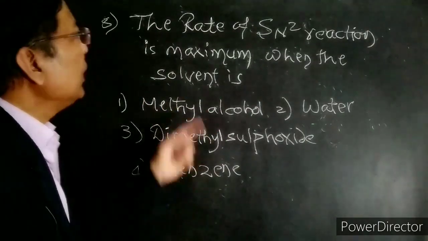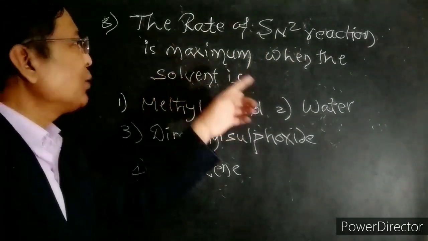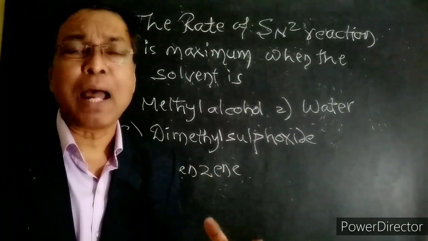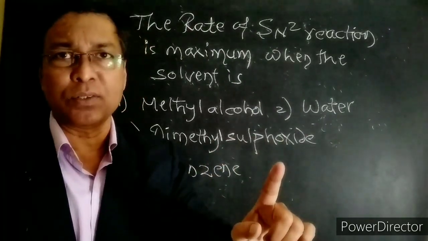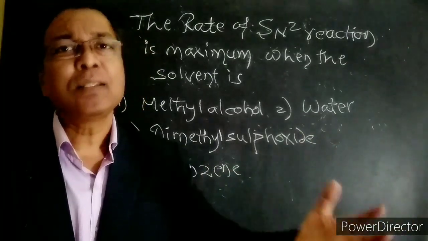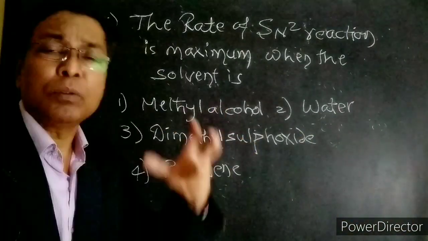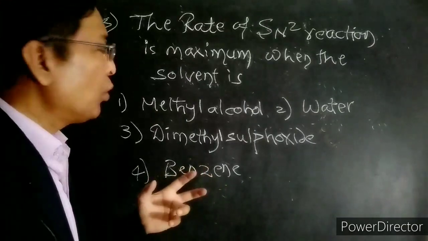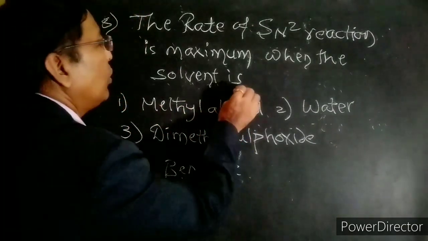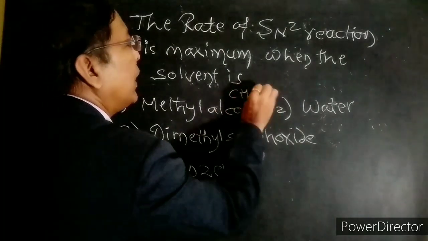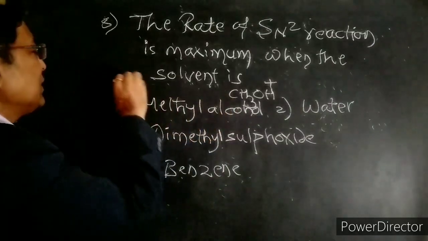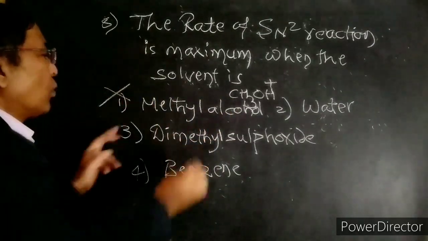The next question, the rate of SN2 reaction is maximum when the solvent is. We know that SN2 reactions are favored by polar aprotic solvents. Means the solvent must be polar, but it should not release the H plus ion. We have to find which is the polar aprotic solvent. Let us consider methyl alcohol. Methyl alcohol means CH3OH. Here H plus is available. Therefore, this is polar protic solvent.